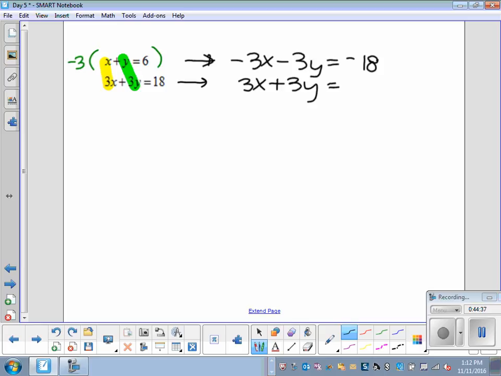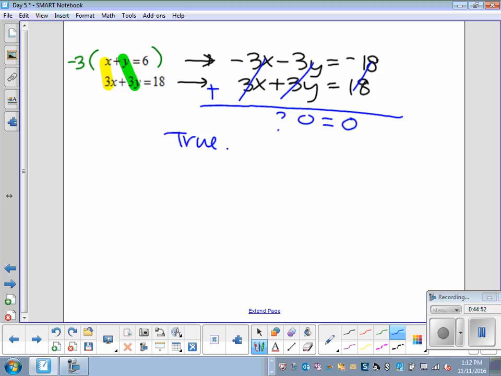Oh, I see where this one's heading. Then you add them. That equals that. Nope, 0 equals 0. Is this true? Yes. So what does that tell me? Infinite, right? So infinite number of solutions.